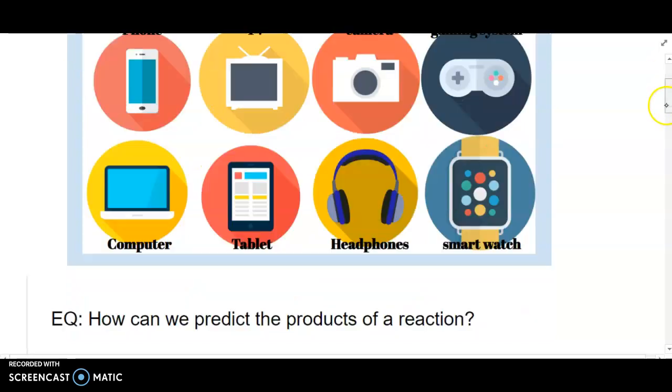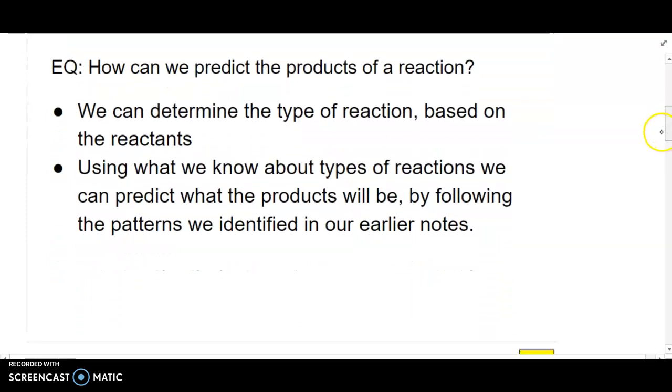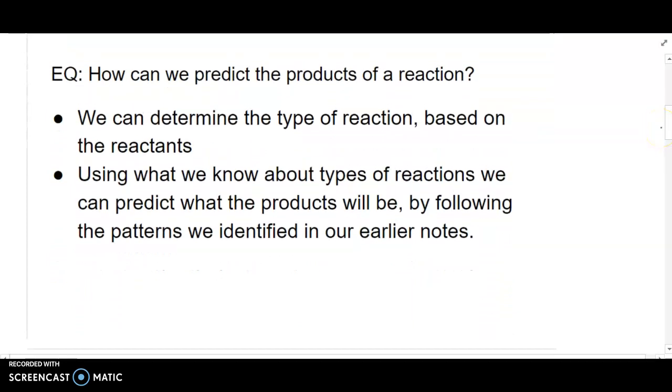All right, so moving forward, we're going to take some notes today on page 53. So if you'll open up your notebook to page 53, your essential question is, how can we predict the products of a reaction? We can determine the type of reaction based on the reactants. We took some notes on Monday this week about types of reactions and how to figure out which type they are just by looking at the reaction. Now you're going to look at just the beginning part of the reaction, and using those reactants, we're going to predict what the products will be.